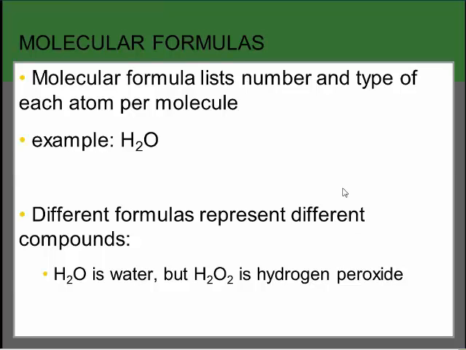So instead of the formula unit, it's the molecular formula that lists the number and type of each atom per molecule. So for example, water, H2O. There are 2 hydrogens, 1 oxygen for each water molecule. And different formulas now will represent different compounds. H2O is water, but H2O2 is completely different. It's called hydrogen peroxide, and it has different reactivity and different properties than water does.